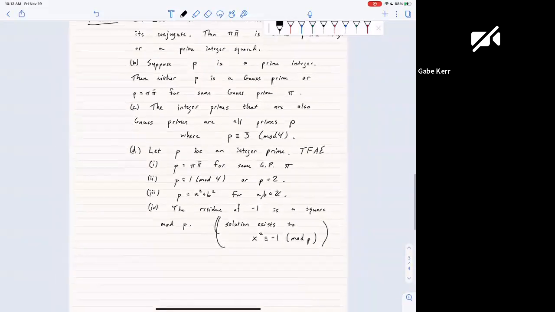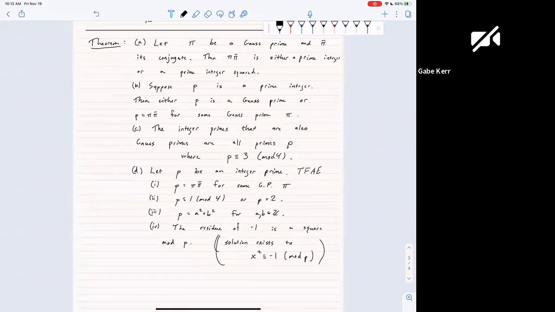All right. Who wants to help me with A? I've got a Gauss prime pi. I take pi times pi bar. I know it's an integer, right? Because this is like a squared plus b squared. This is an integer. Being an integer, I do have factorization in integers. So I can write it as a product of primes, integer primes.